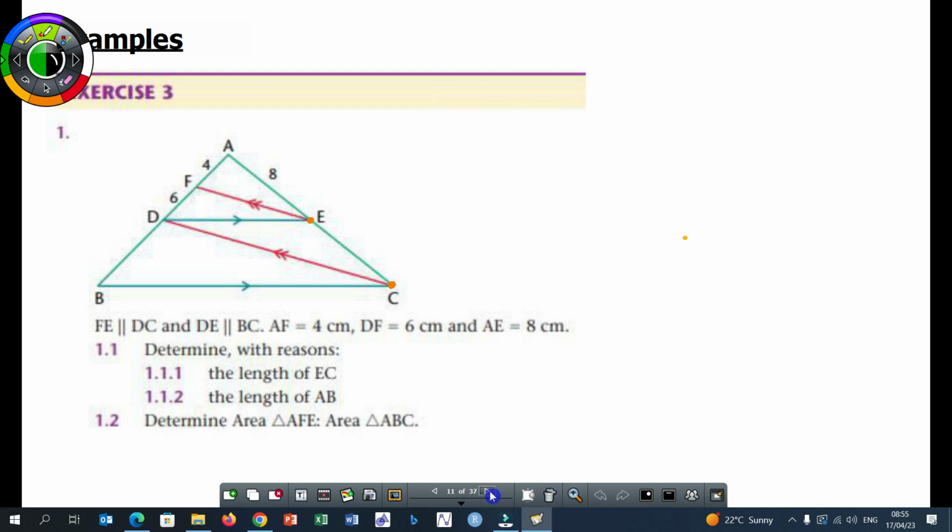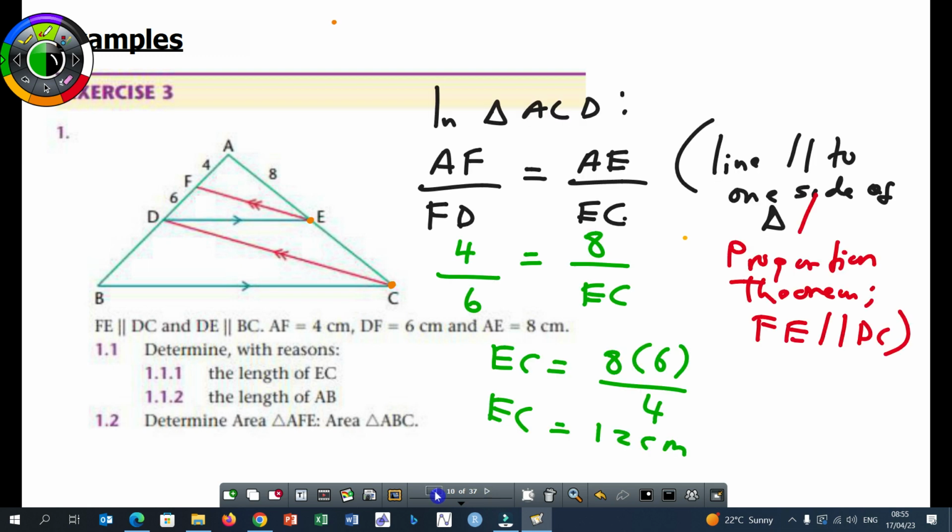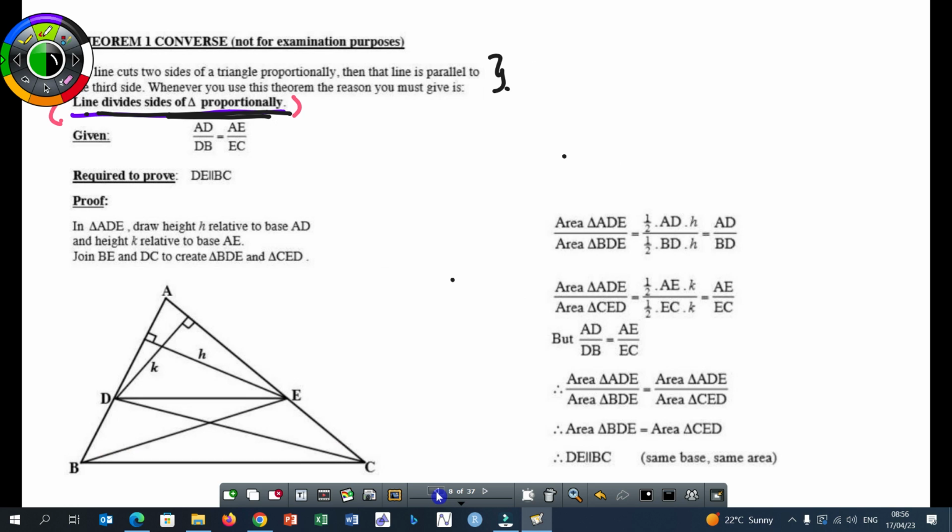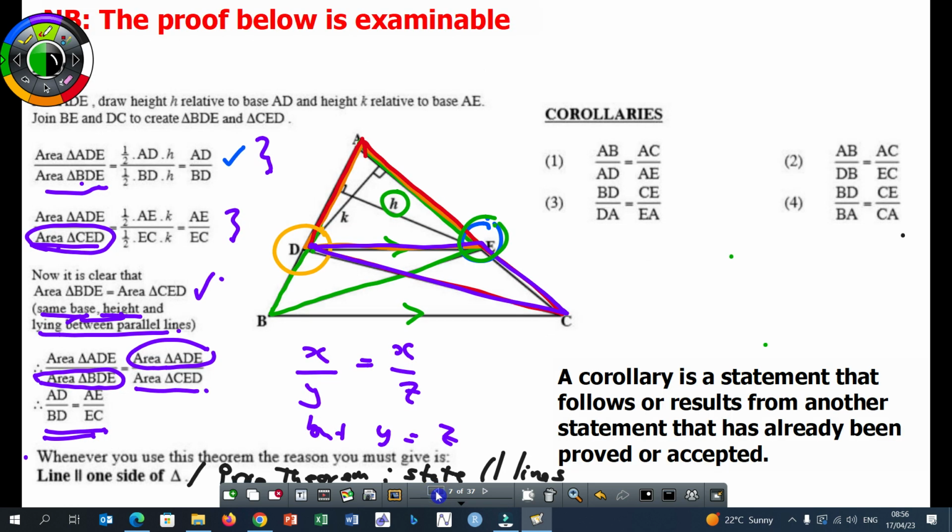Then the next question: the length of AB. To determine the length of AB, you have to identify a new triangle, and that new triangle is going to be ABC. The good thing is we know what EC is. To calculate AB, I'm going to use one of the corollaries. By the way, if I say corollaries, I'm referring to any of these 4 ratios.